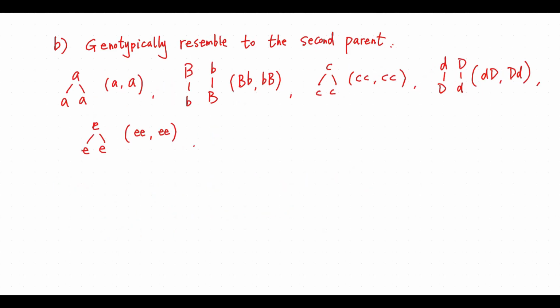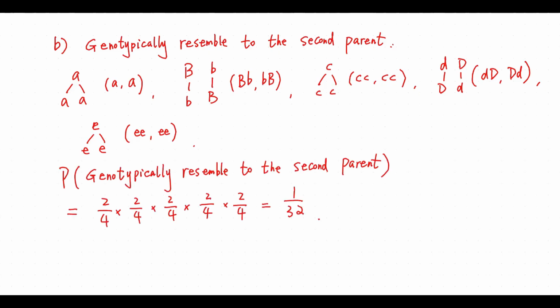Case B, genotypically resemble the second parent. This case is illustrated by this figure. The probability for this case is equal to 1/32.